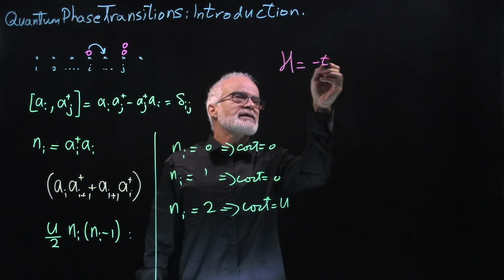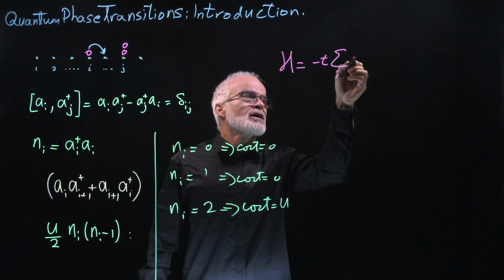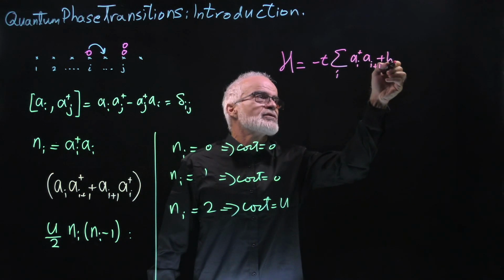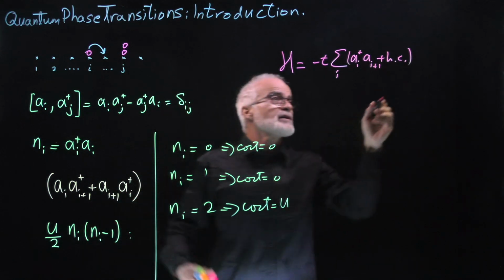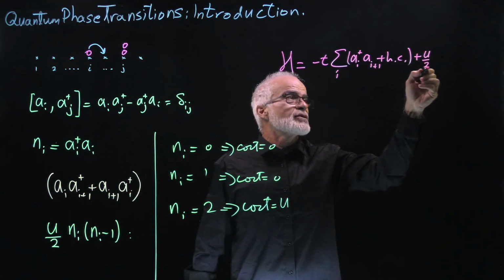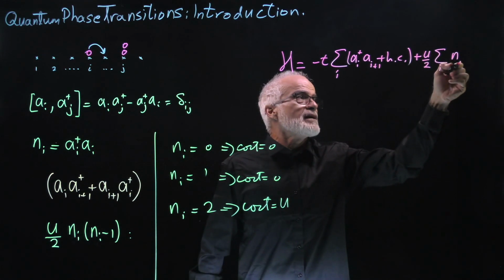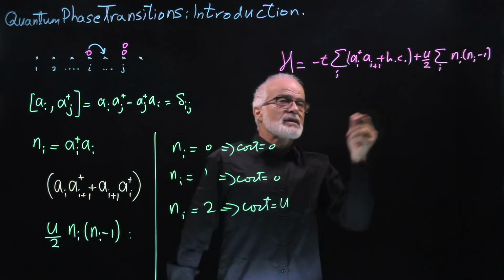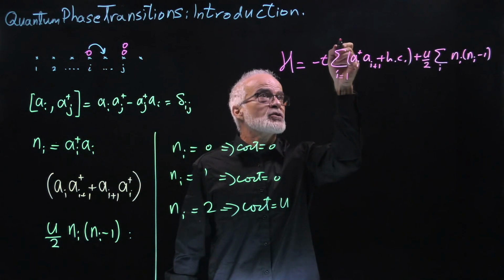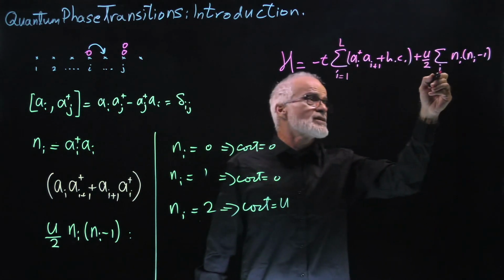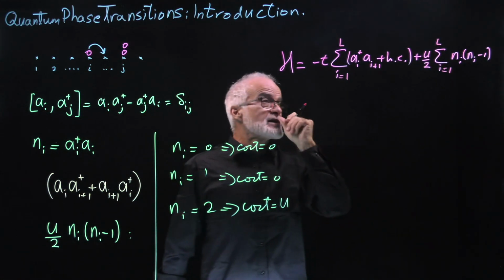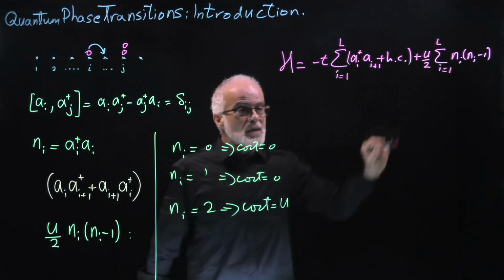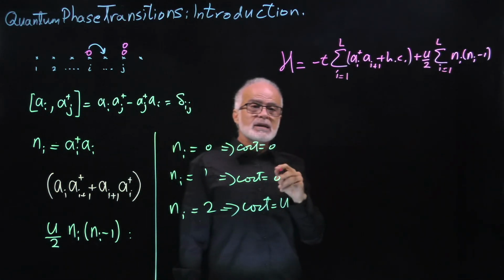H is equal to minus t, the sum over i, a_i† a_{i+1}, plus the Hermitian conjugate, as we discussed down here, plus U over 2, the sum over i, n_i (n_i minus 1). Now the sum over i must go over all the lattice sites of the system, so it goes from 1 to L. We assume we have L such sites, from 1 to L. But notice here I have i plus 1, so when i is equal to L, L plus 1 simply means we come back to the first site. This is called periodic boundary conditions.